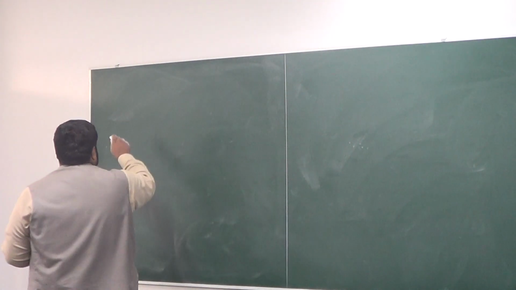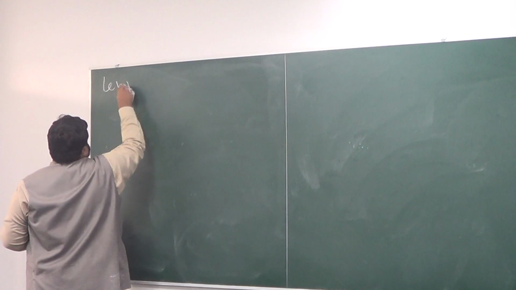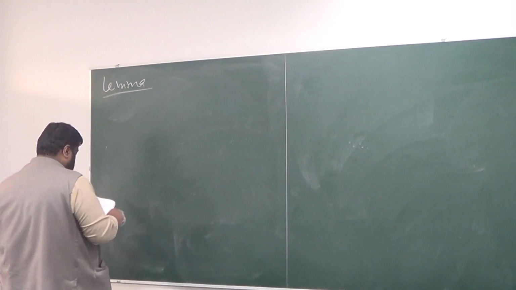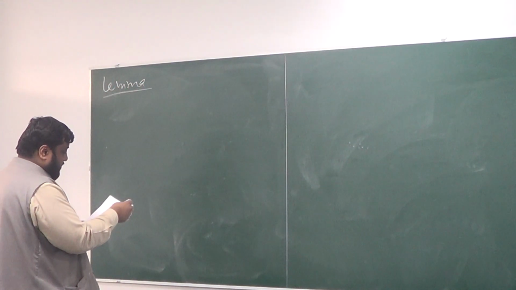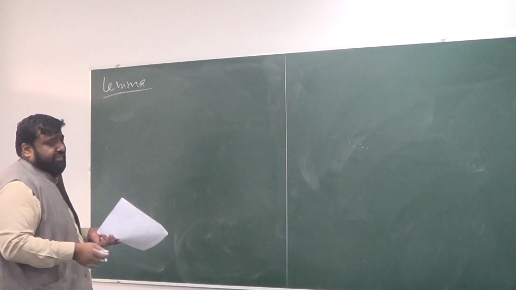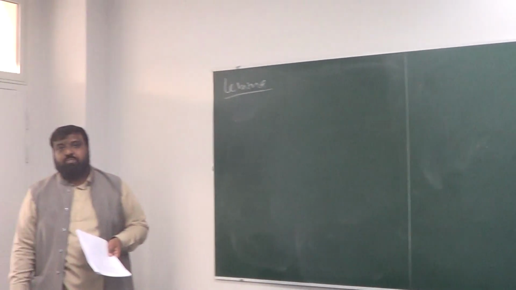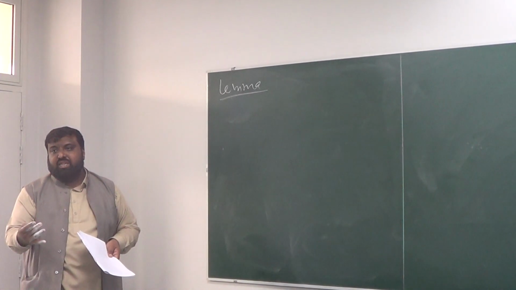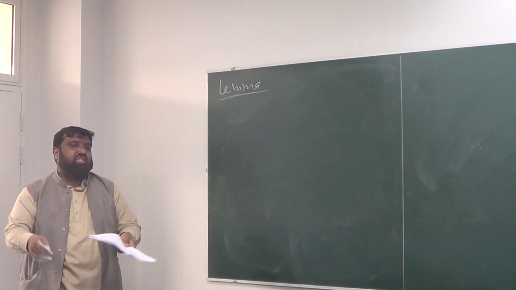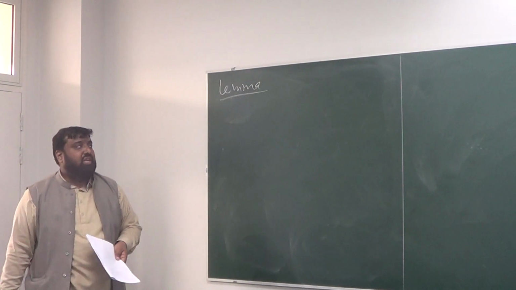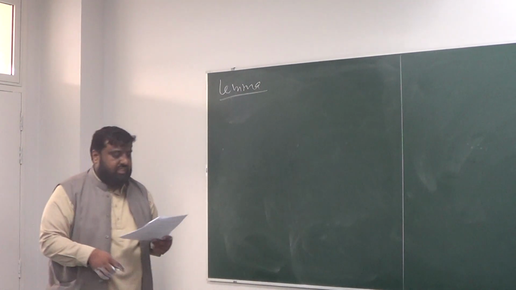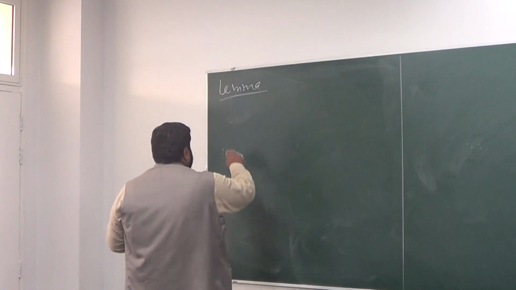So let me mention a lemma. There are different versions of the central limit theorem. What we are proving is an elementary version. Obviously there are many generalizations of the central limit theorem, but that's the beginning. So let me give a lemma.